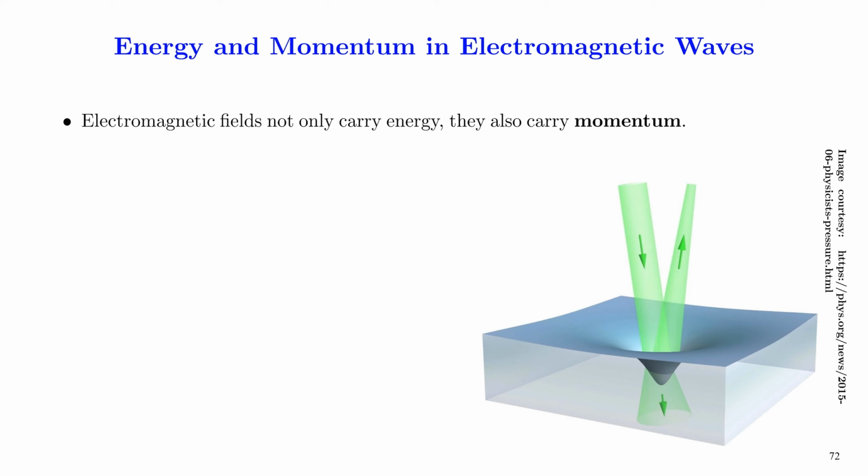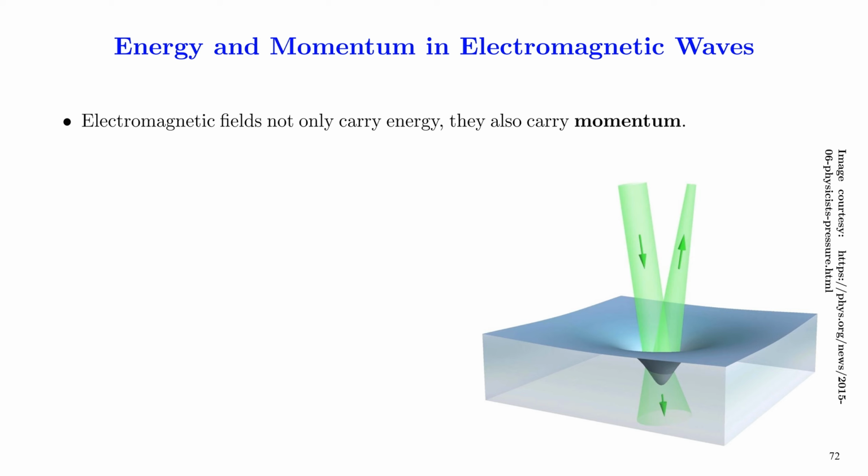We move on to another important aspect of electromagnetic waves. Electromagnetic fields not only carry energy, but they also carry momentum. The energy carried by the electromagnetic waves will be absorbed if the surface is a perfect absorber like a black body, or it will be completely reflected, and in some cases a part of the energy will be absorbed and a part will be reflected. That is shown schematically in this figure.